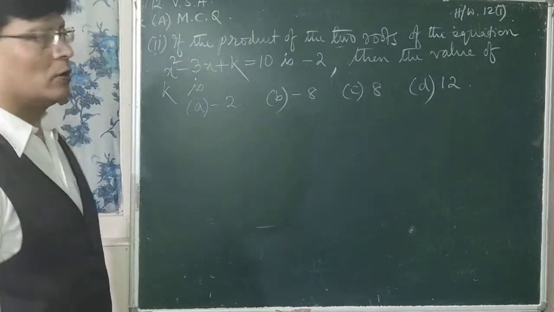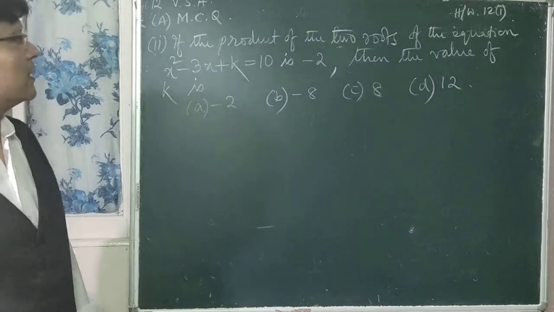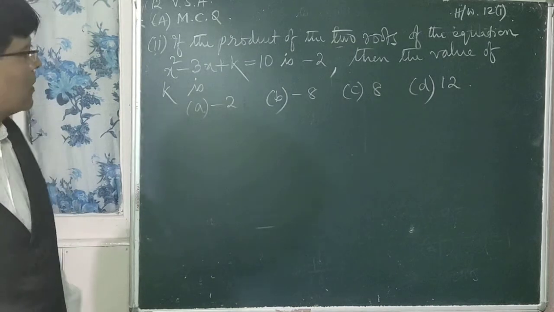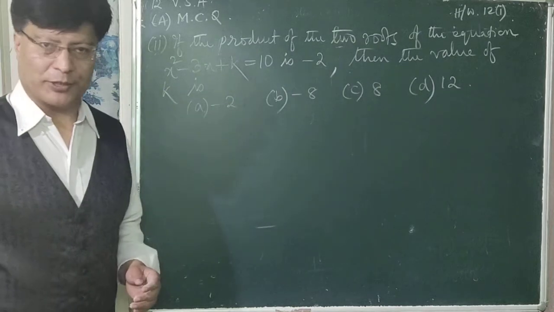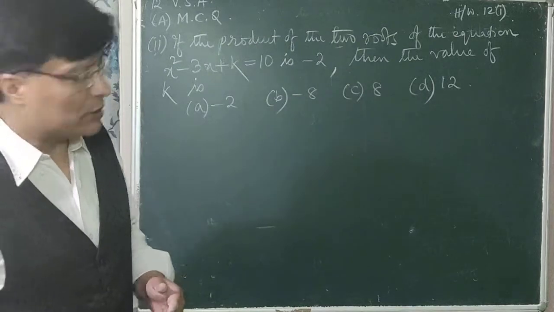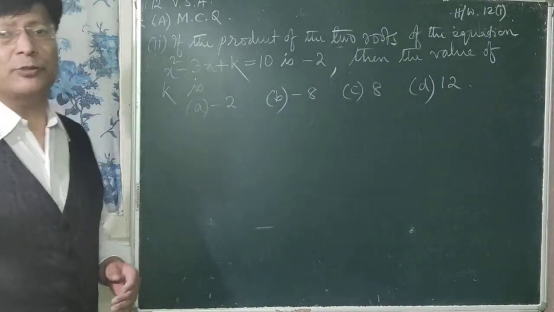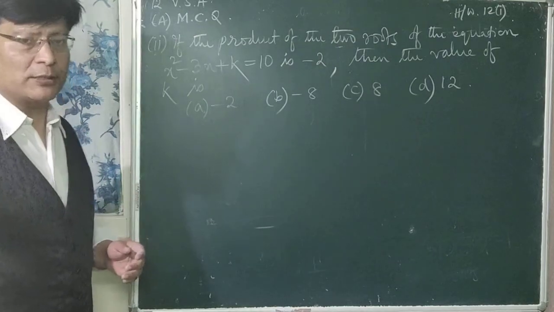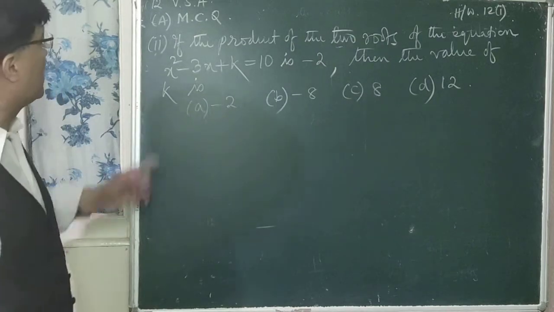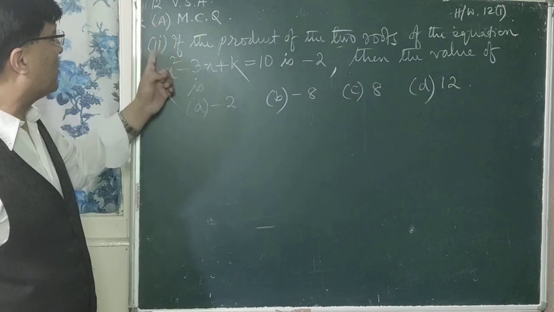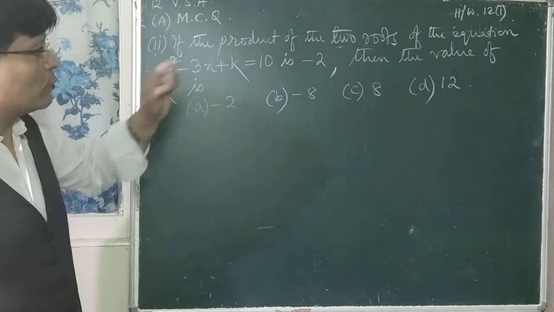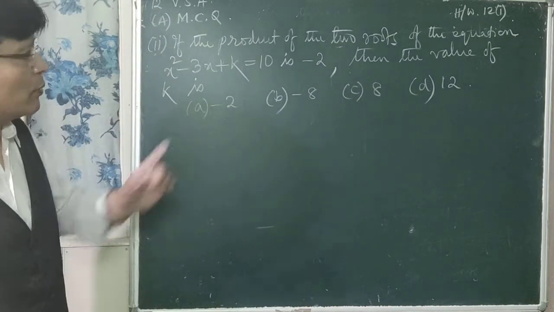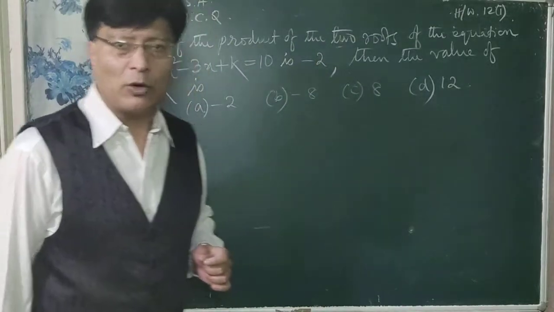So now we will do the very short answer type question, that is, multiple choice questions. In this chapter also there are multiple choice questions. You have to do them. I'll give you some homework also from this. So 12A number 2. Number 1 will be homework. You can do it. 12A number 1 will be your homework.